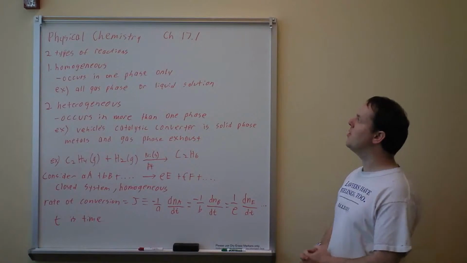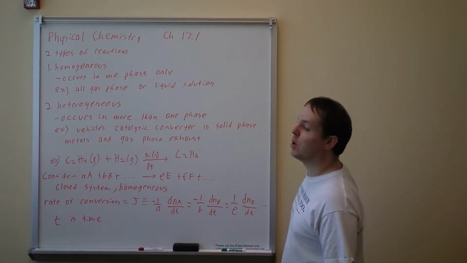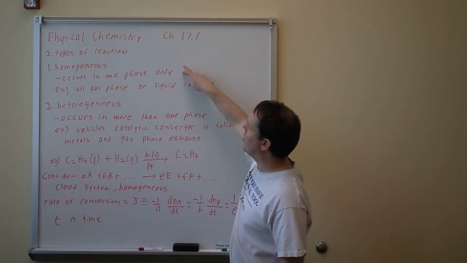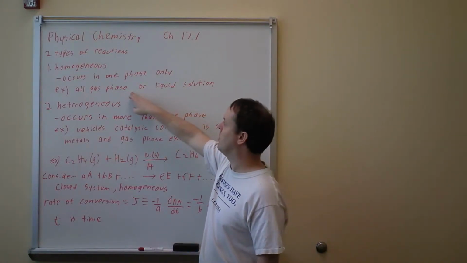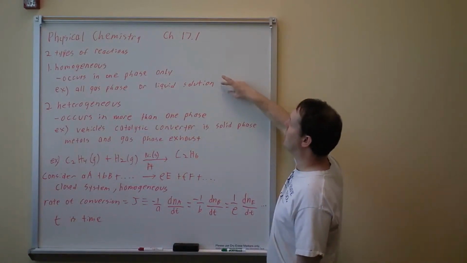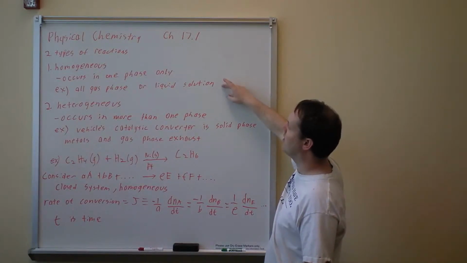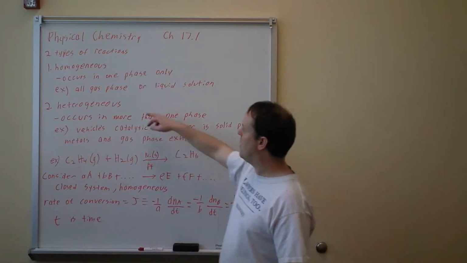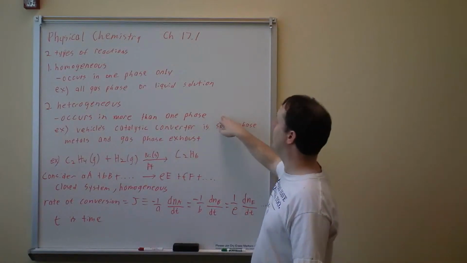Okay, continue on physical chemistry, chapter 17, section 1. There are actually two types of reactions for the purpose of what we're doing. The first is a homogeneous reaction. A homogeneous reaction is one that occurs in only one phase. An example would be pretty much any gas phase reaction, because all the gases are completely miscible and it's all one gas phase. Or likewise, if you have a liquid solution and everything is completely dissolved in each other, so they have one liquid phase. Any reaction that happens like that is going to be a homogeneous reaction. So by the process of elimination, heterogeneous would be a reaction that occurs in more than one phase.